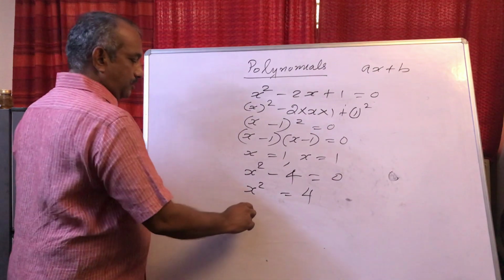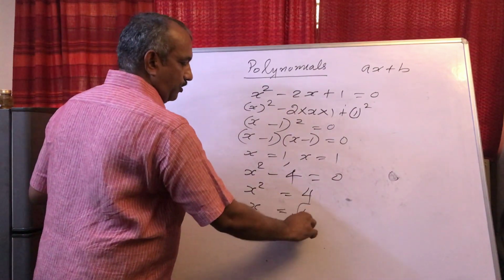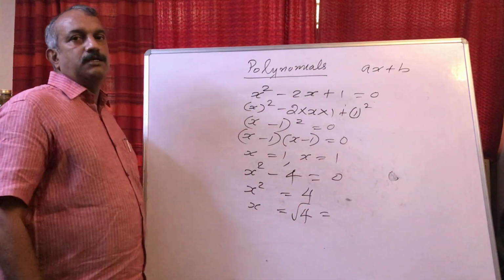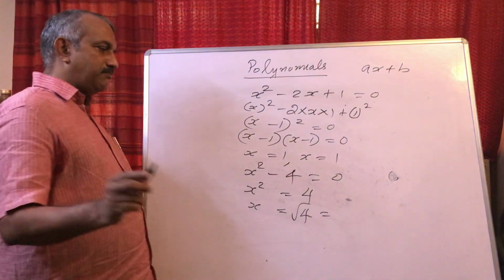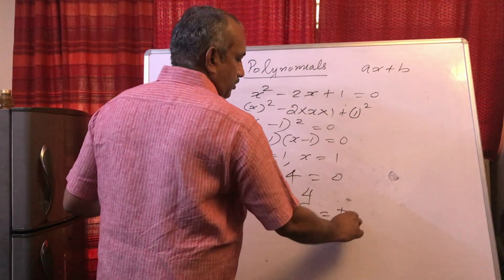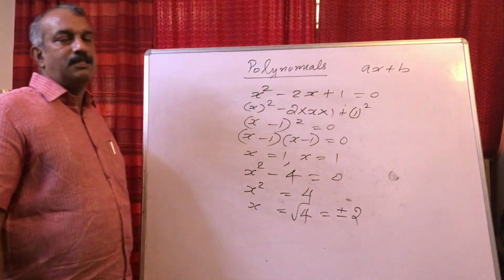So x square is equal to 4. X is equal to root 4. Here please don't make any mistake. Square root of any number is plus or minus. So plus or minus 2. So two answers are there.